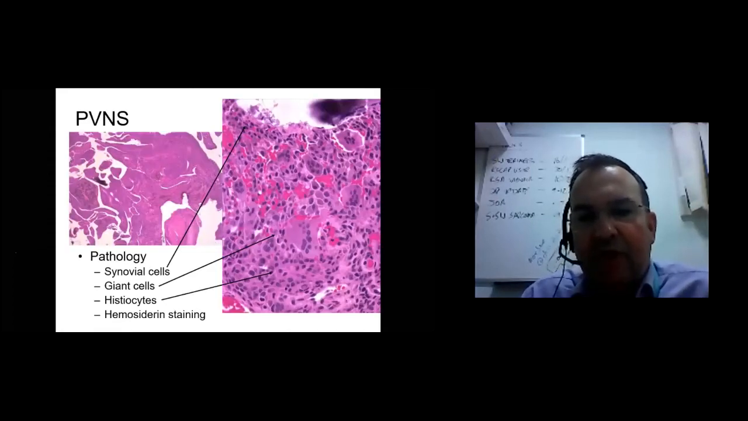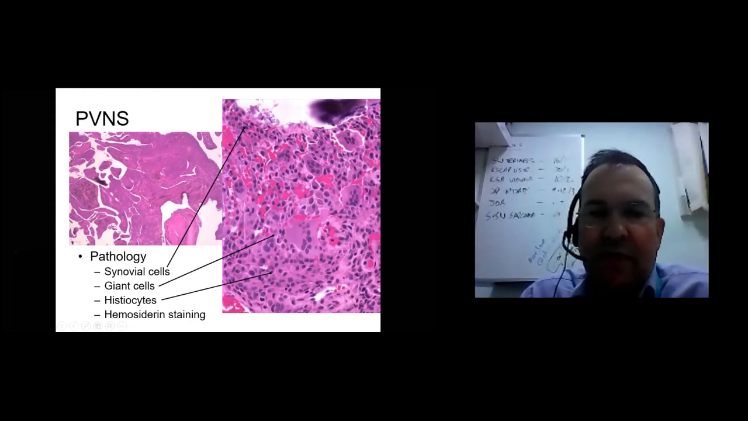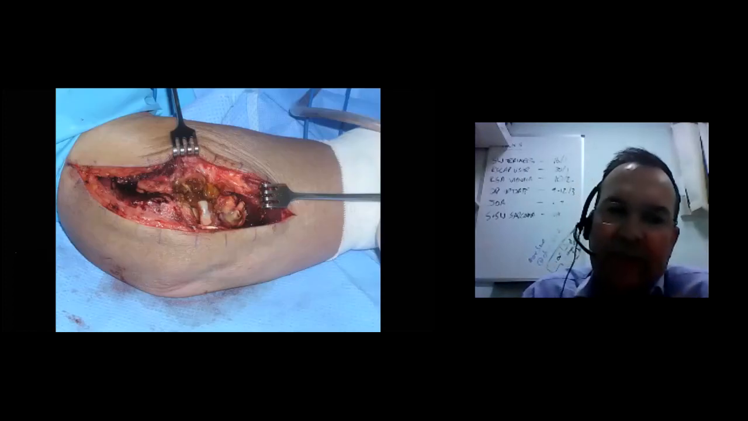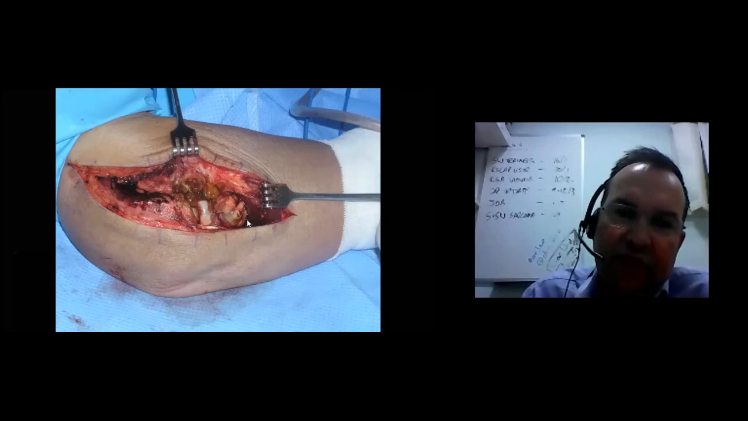And in pathology, you'll see these synovial cells with giant cells, histiocytes, and characteristically this hemosiderin staining. And in practical terms, this means that when we look inside the joint, this is one of my patients who had tenosynovial giant cell tumor around the elbow. This is their radial head, and here's this proliferation of tenosynovial giant cell tumor affecting and extending across the joint.